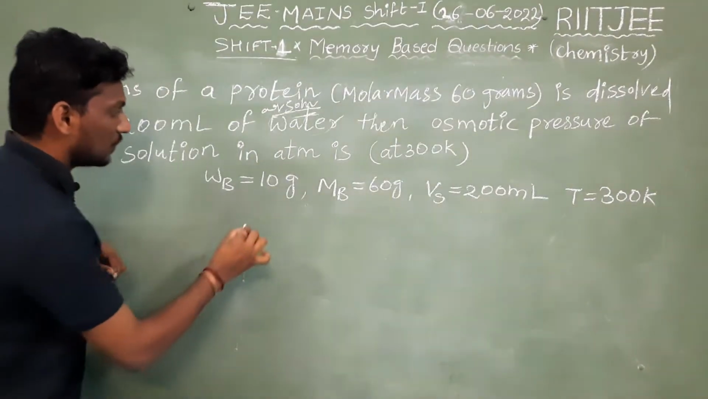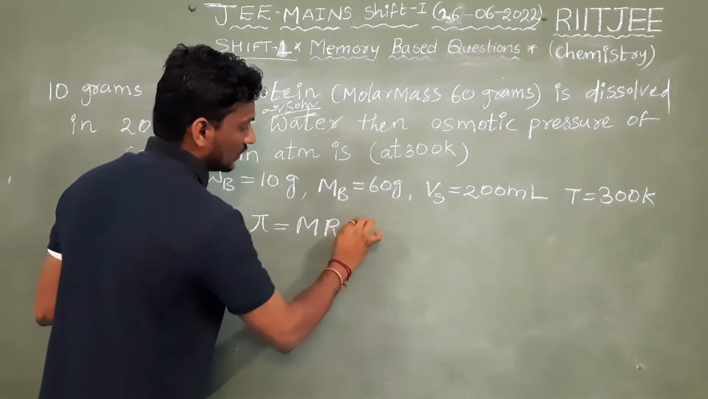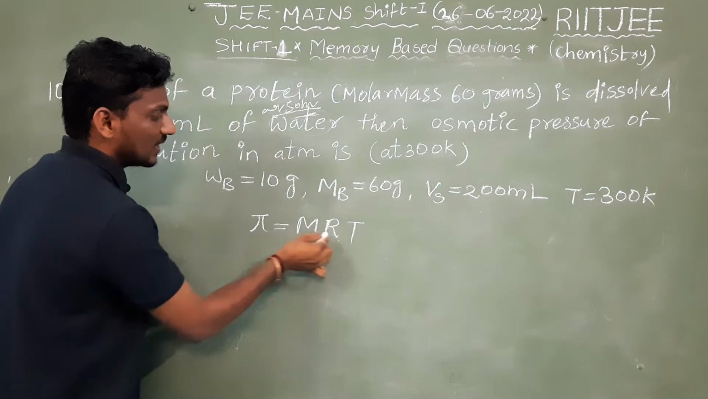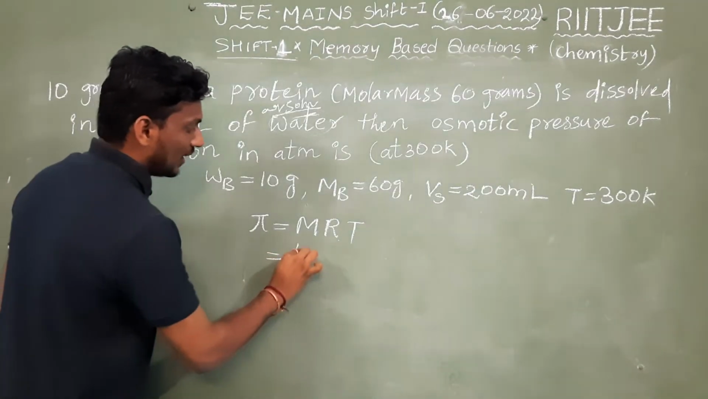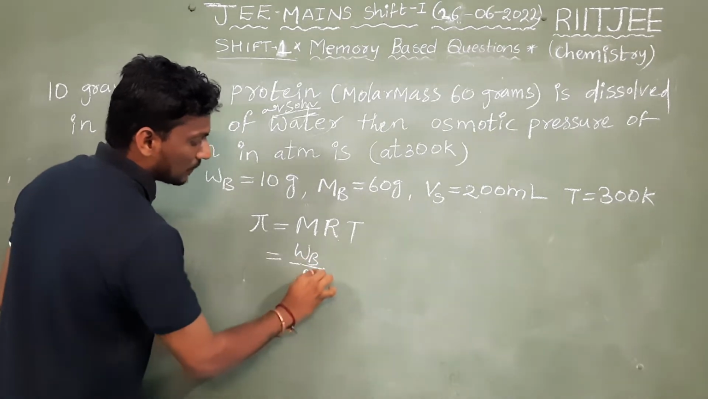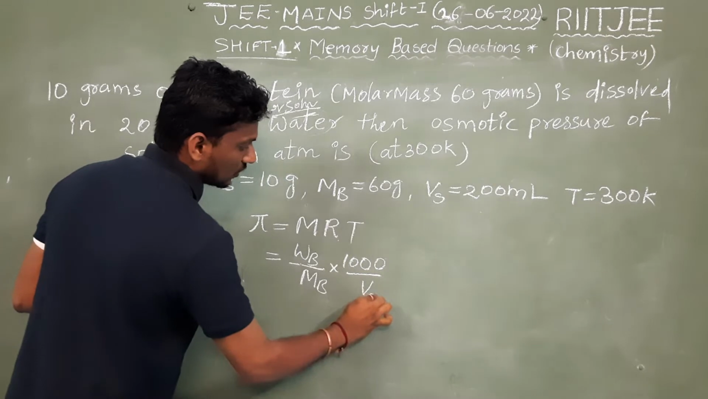So what is the formula for the osmotic pressure? Pi is equal to MRT, or CRT. M is nothing but molarity. Let us write the formula of molarity: weight of solute by molar mass of solute, into 1000 by volume of solution.